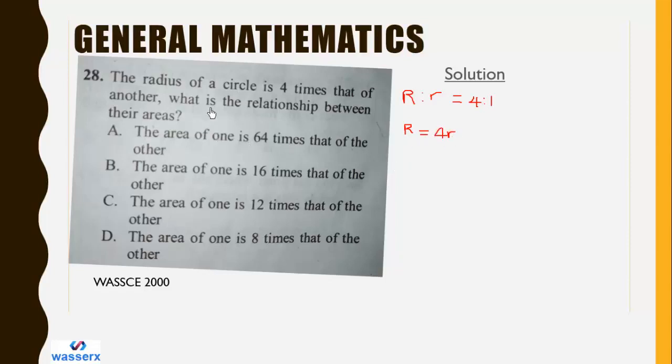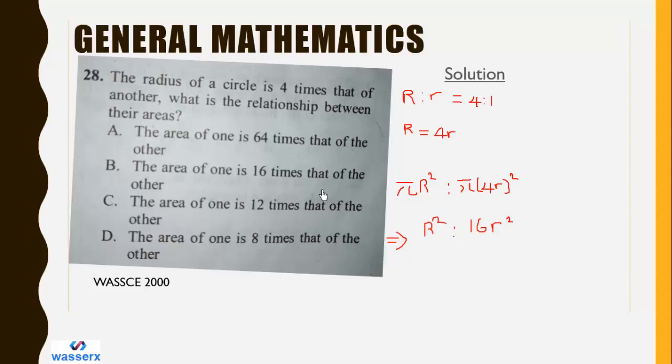Now let's find the areas so that we can establish the relationship between them. So the area of the bigger circle is pi times big R squared, is to that of the smaller circle, which is pi times 4 small r all squared. So let's simplify. Pi is common to both sides, so we have big R squared is to 16 small r squared.